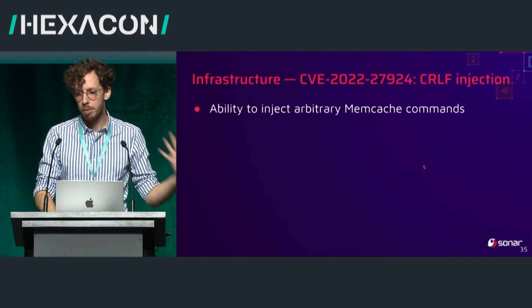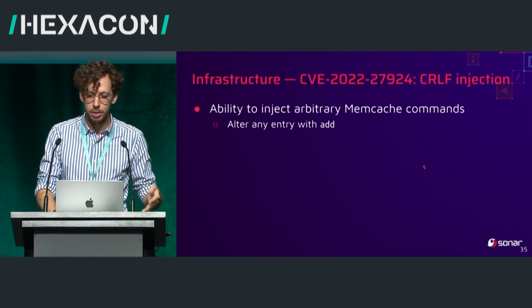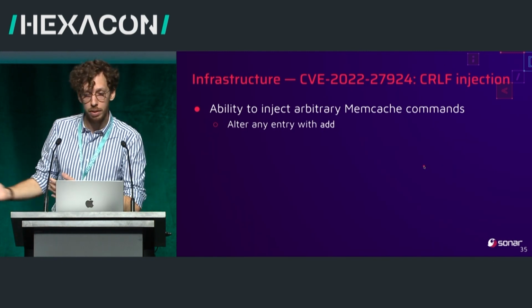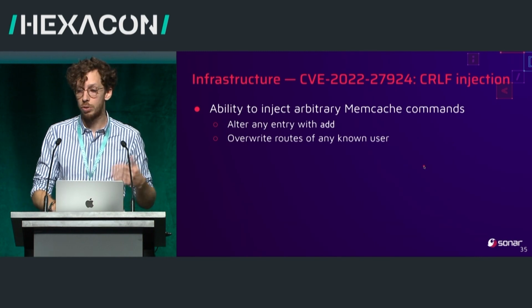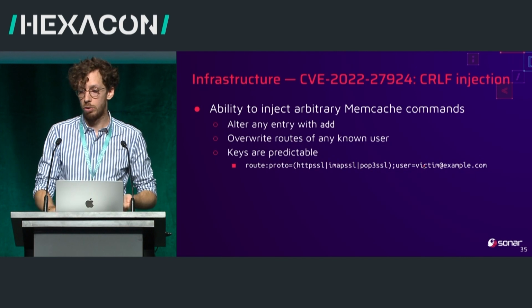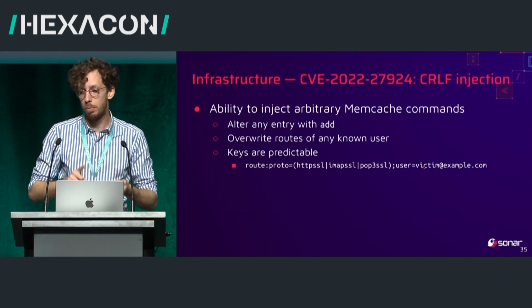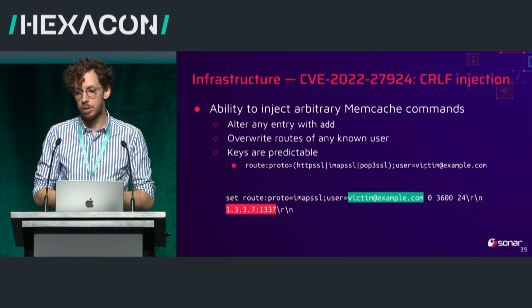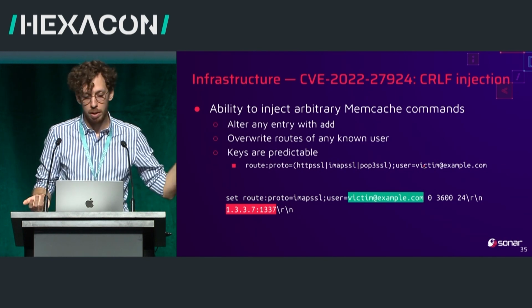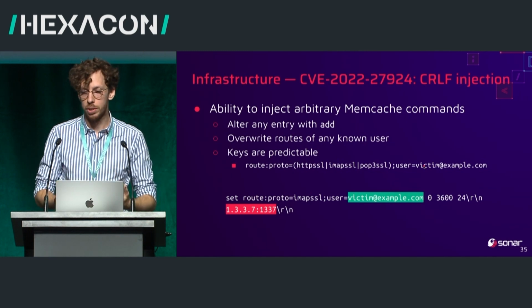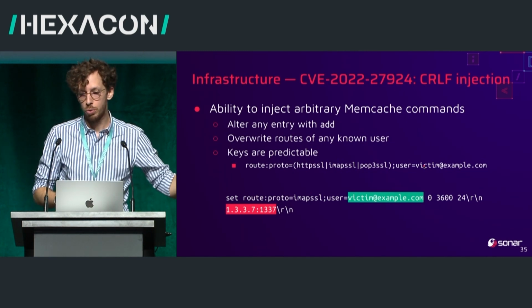So that means we have the ability to inject new memcache commands and alter any entry, because we can get entries, but we can also set entries with add, like Nginx is doing. We can overwrite routes of any user. And the good thing is all the keys are predictable. The protocol changes, it's HTTPS or IMAP or POP3, and the user is the name of the victim, of the target. So we can simply set the cache key for victim@example.com and tell it to use the backend server 1337, and when Nginx processes this request, all the traffic from the user will be redirected to this address.